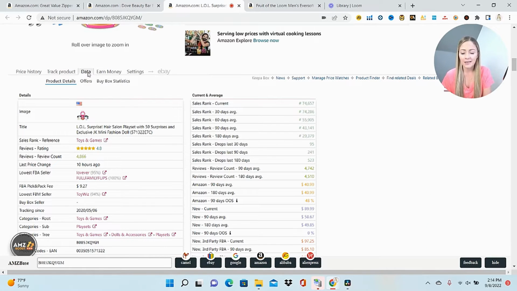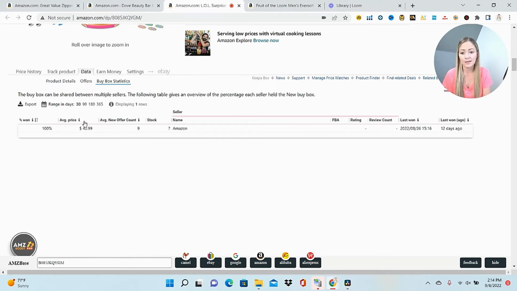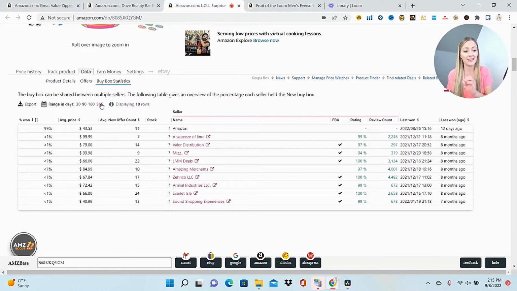Once you hit the data, now we're going to go to buy box statistics. So this is for 30 days, and I can see that Amazon is winning the sales 100% of the time with their price of $40.99. The last time they won it was 12 days ago. But here, if I go out to the past year range, I can see that Amazon is very greedy on this listing and they are not wanting to share the buy box. They are winning 99% of the sales on this listing in the past year.